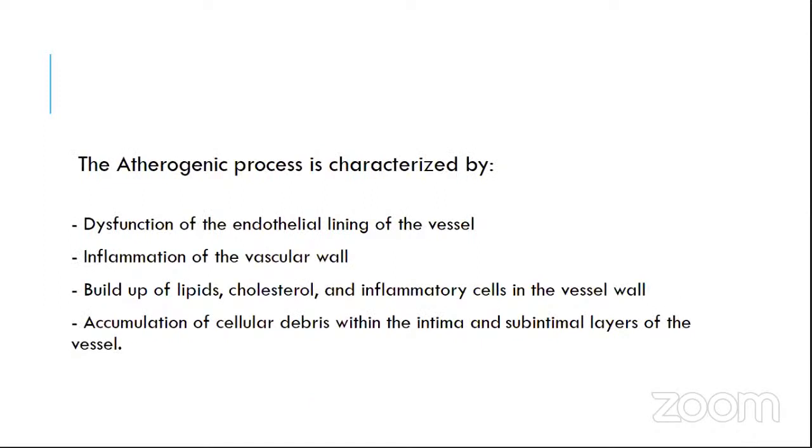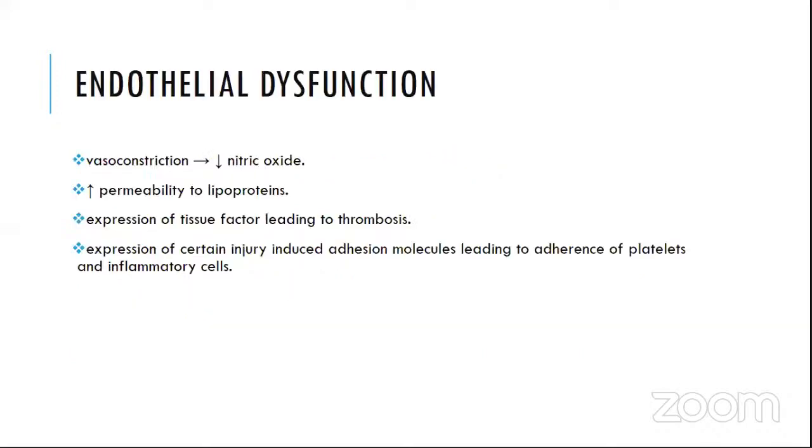The atherogenic process is characterized by dysfunction of the endothelial lining of the vessels, inflammation of the vascular wall, buildup of lipid, cholesterol, and inflammatory cells in the vessel wall, and accumulation of cellular debris within the intima and subintimal layers of the vessels. So endothelial dysfunction causes vasoconstriction due to decreased nitric oxide, increased permeability to lipoproteins, and expression of tissue factors leading to thrombosis. Certain injuries induce adhesion molecules, leading to adherence of platelets and inflammatory cells.